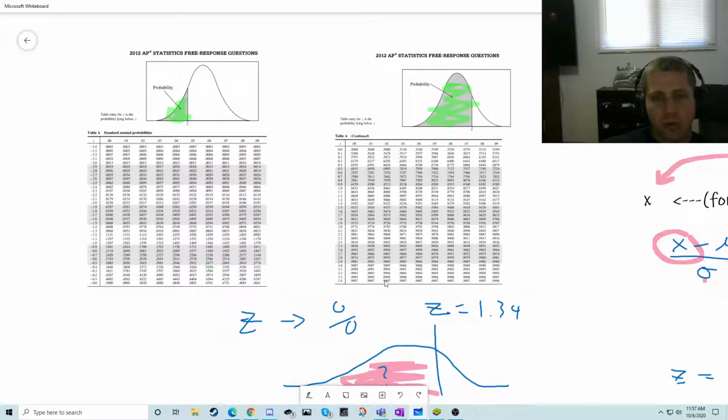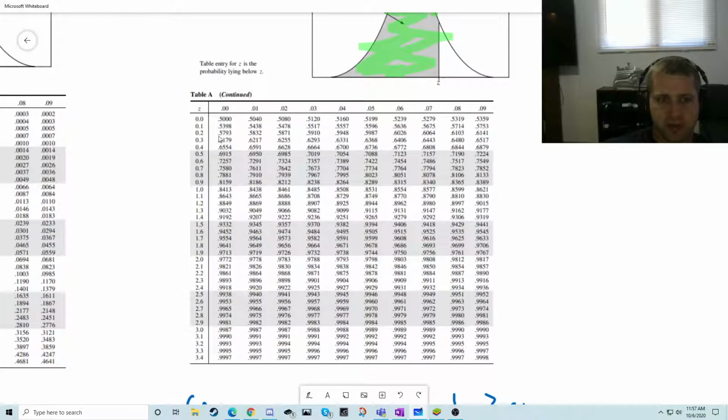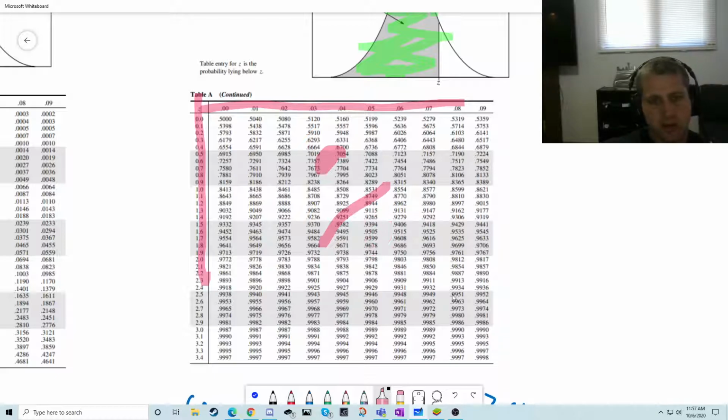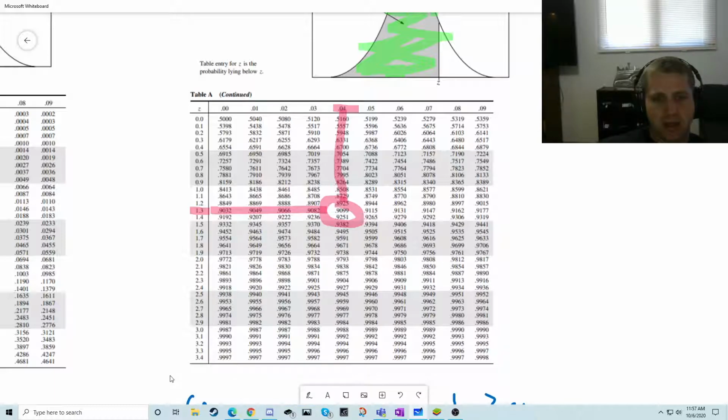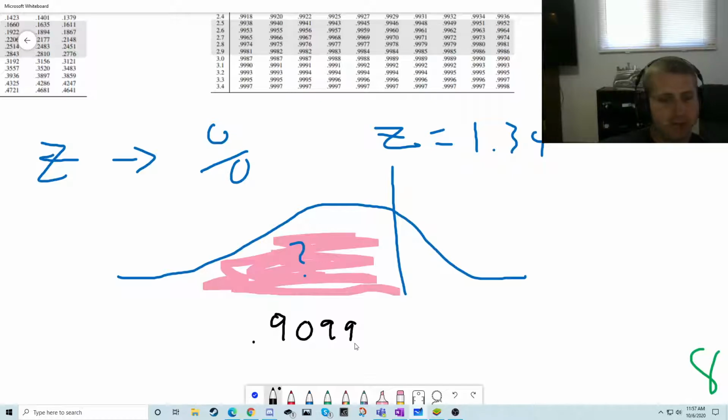So 1.34 is the z-score. Notice in our table, I'm using this one because it's the positive z's. We have z-scores on the outside, and the inside it's percents. So I know my z-score, it's 1.34. So I'm going to find 1.3 and the 4, because that's 1.34. We're going to play Battleship. And I'll make weird clicking noises. 0.9099 is the area. 0.9099. That's the area to the left of my z-score.